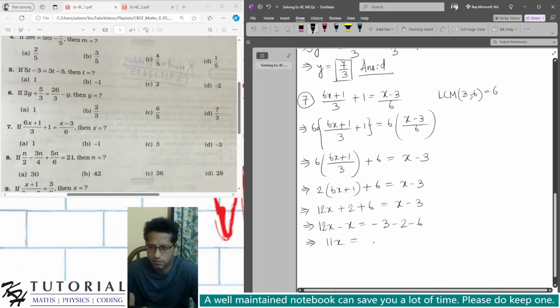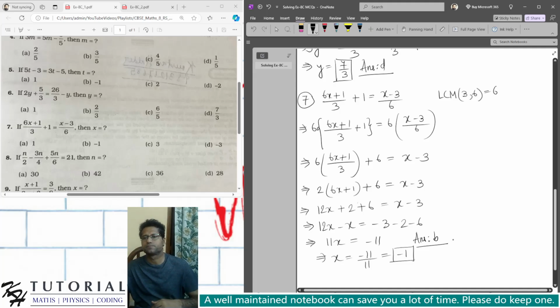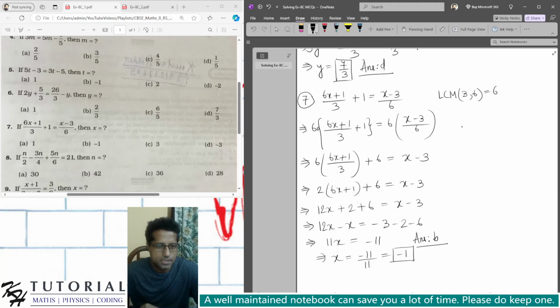So we have 11x is equal to minus 11. This implies x is equal to minus 11 by 11, which is equal to minus 1. So the solution of the given equation is minus 1, and hence the correct choice is B. B is the correct choice. Okay. Let's do problem number 8.